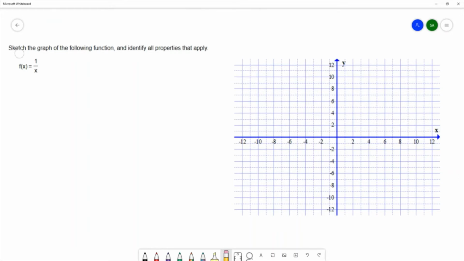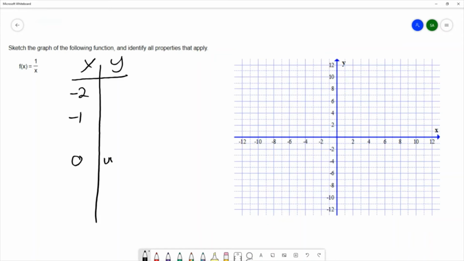For this question, we want to sketch the graph of this function and identify all the properties that will apply. Our function is f of x equals 1 over x, and I'm going to graph this by plotting points. My standard set of points include -2, -1. I usually choose 0, but 0 is an undefined value for this function.